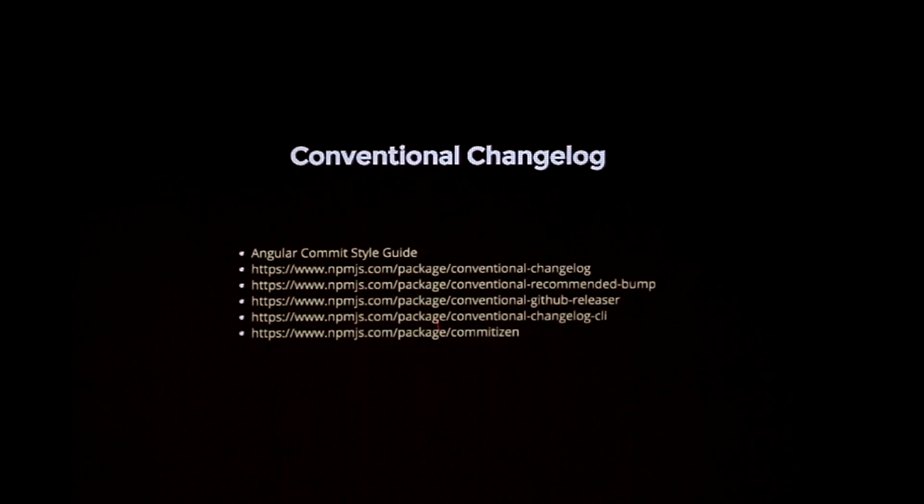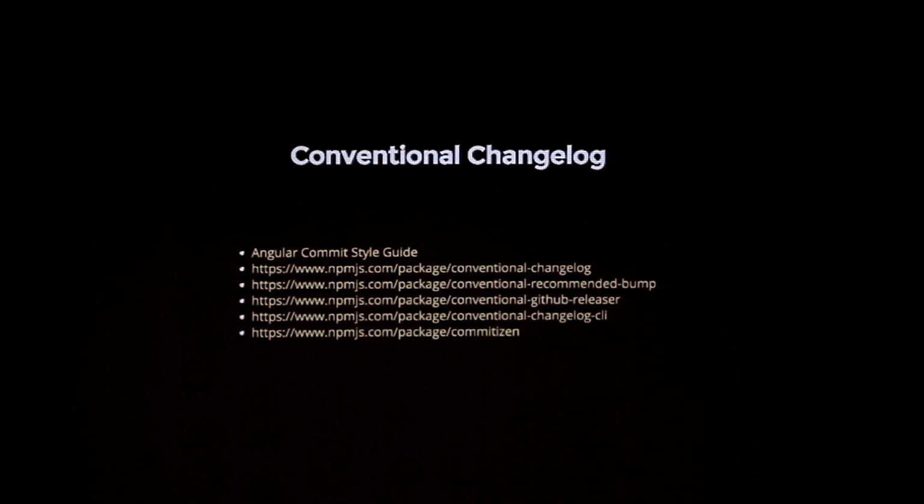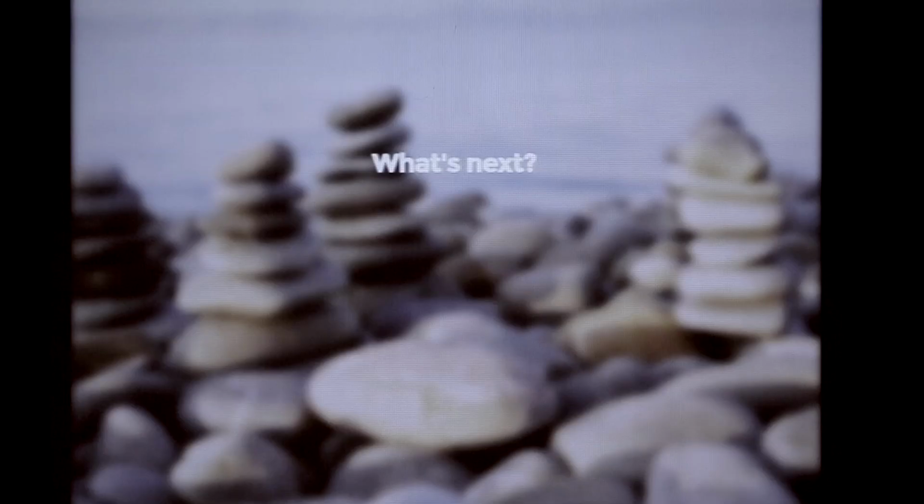Plus, you have this conventional changelog CLI, which generates from the diff from the previous Git tag to the current Git tag a very nice changelog. We also use Commitizen, a node module which you use locally to have your Git commit messages standardized. It gives you a form: which type do you want to commit, which scope do you have, and stuff like that, and then generates the commit message for you. Pretty nice.